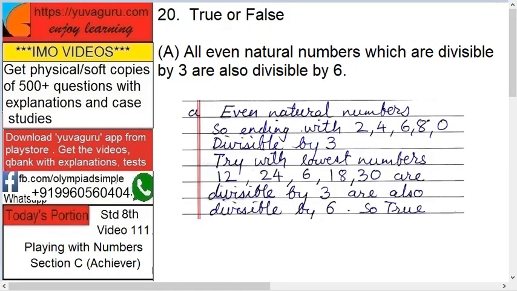That is the answer. Next, true or false. First, all even natural numbers which are divisible by 3 are also divisible by 6. That is not the answer here.